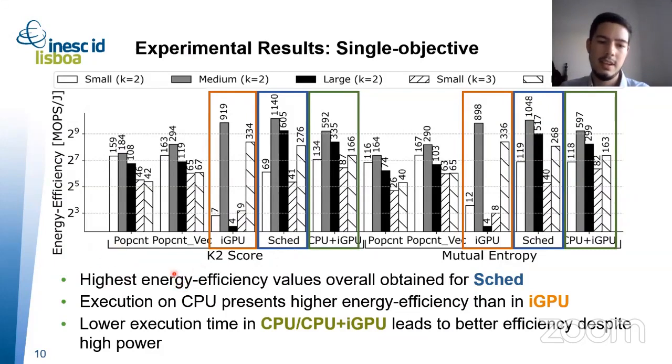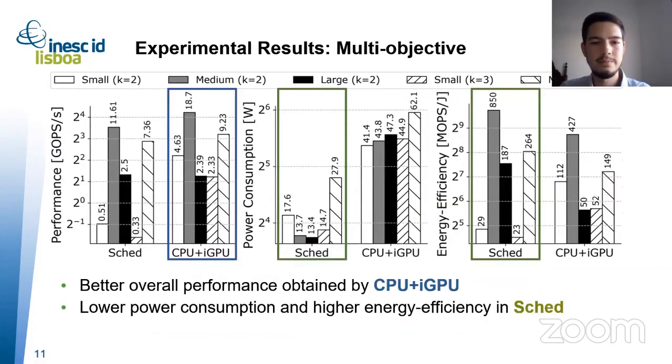Although it has a higher power consumption, it also has higher performance. And when executing in the CPU or the CPU plus iGPU scenario, we have better efficiency than the iGPU only version, and this is also due to this higher performance despite the high power consumption.